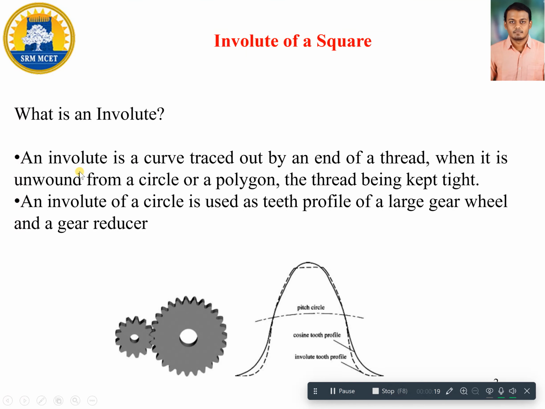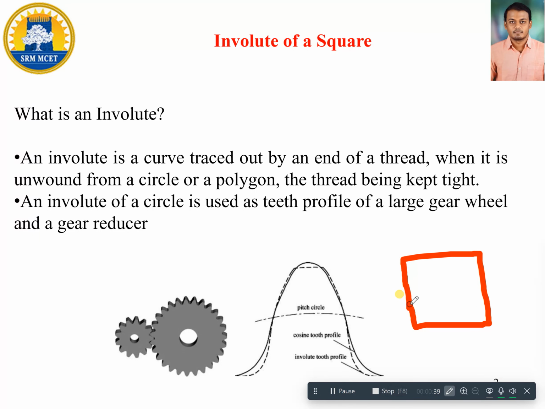So, what is an involute? An involute is a curve which is traced out by an end of a thread when it is unwound from a circle or a polygon, that is, the thread being kept tight. An involute of a circle is used as a tooth profile for a large gear wheel and a gear reducer. So, for example, let us take a square.